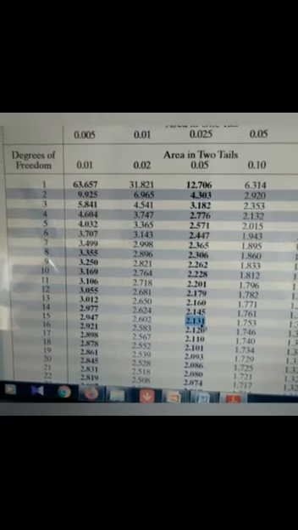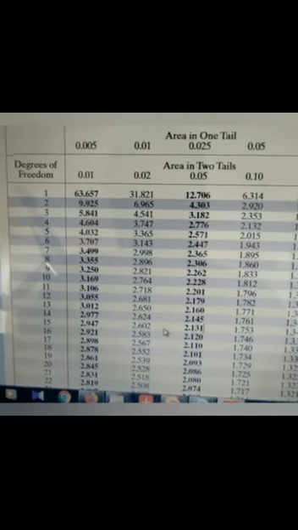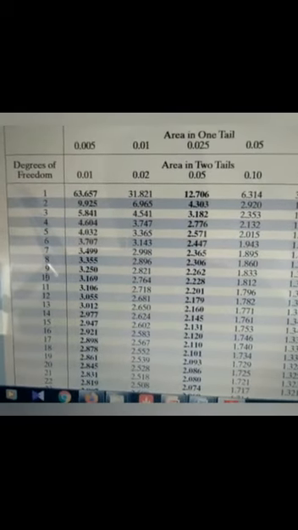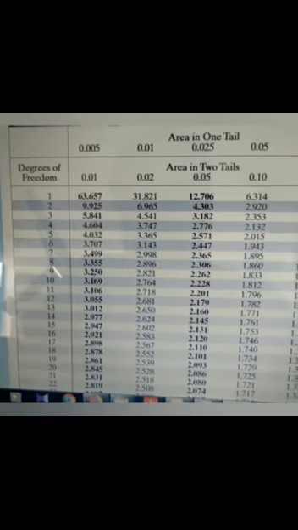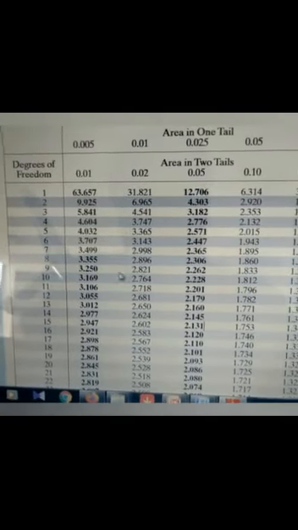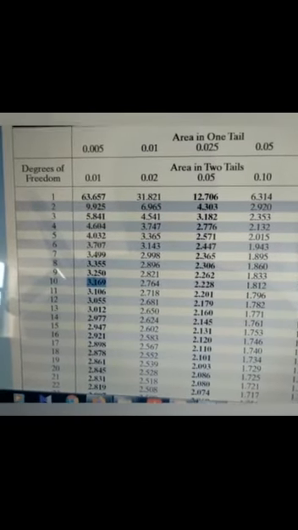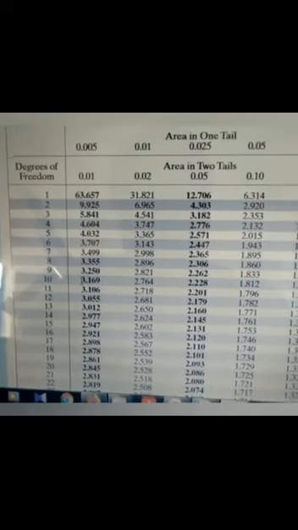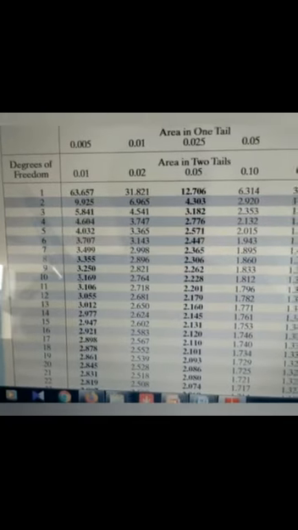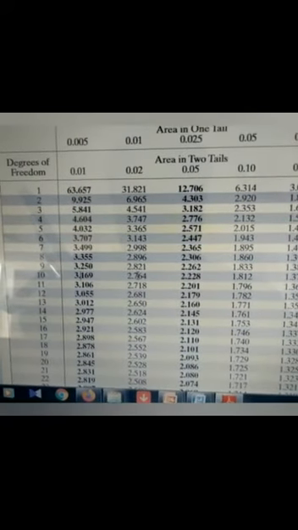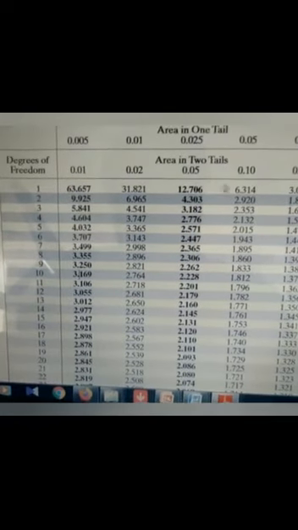Suppose we have 10 degrees of freedom and our alpha level is 0.01. In that case, I will follow the row of 10, and then I will follow this column, and the intersecting point will be the critical value. So in that case, 3.169 is the critical value. That's how you find the critical value in the T table.